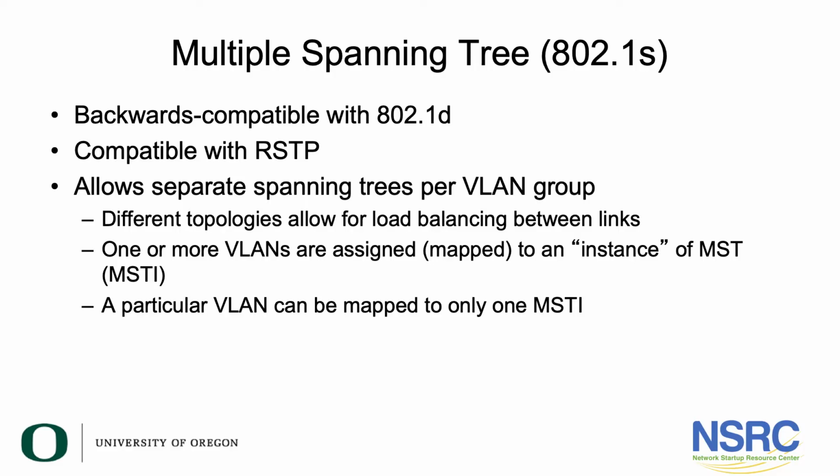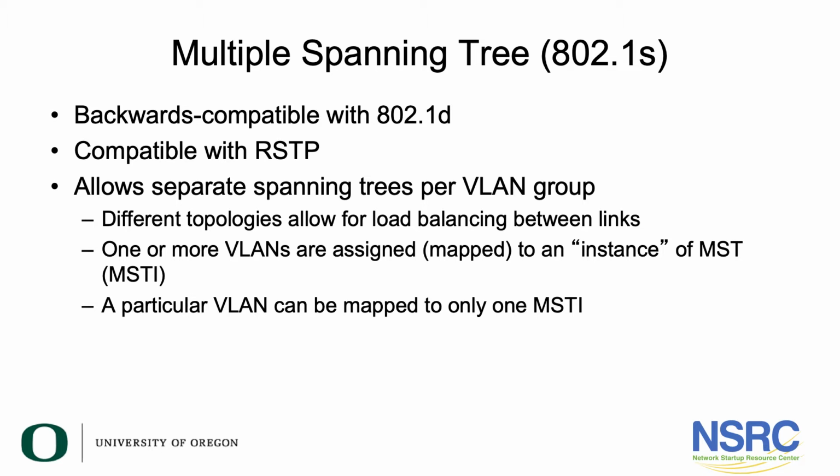In this section, we are going to be discussing multiple spanning tree, which is 802.1s. Multiple spanning tree is backwards compatible with traditional spanning tree, which is 802.1d. It is also compatible with rapid spanning tree, which is 802.1w. In fact, it operates exactly like rapid spanning tree, with the addition that it allows separate spanning trees per VLAN group. This allows you to create different topologies and map different VLANs onto those different topologies so that you can load balance between links.